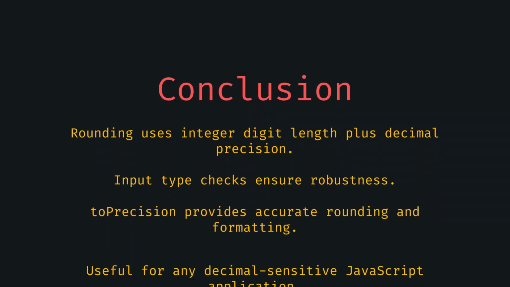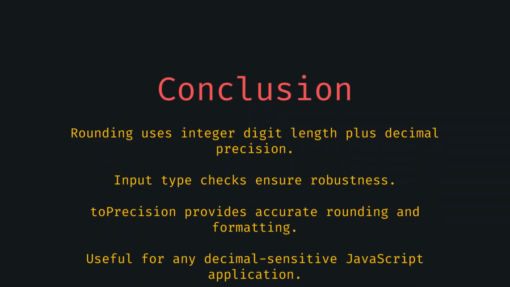That is how you round numbers to specific decimal places in JavaScript. We use a clever mix of digit counting and toPrecision. They handle sign and decimals smoothly. Keep this handy for your coding projects.